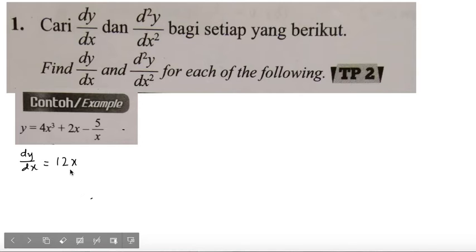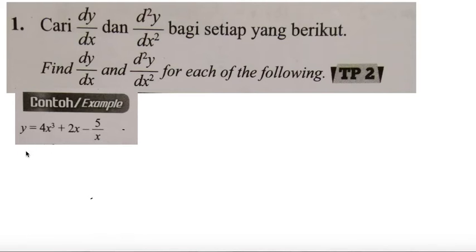Before we do this, it's easier for us to simplify the y. You see the denominator here? So we make it y equals to 4x cubed plus 2x minus 5x power negative 1. Easier for us to differentiate. 12x squared plus 2 plus 5x negative 1 minus 1, negative 2. Okay, this is dy dx.